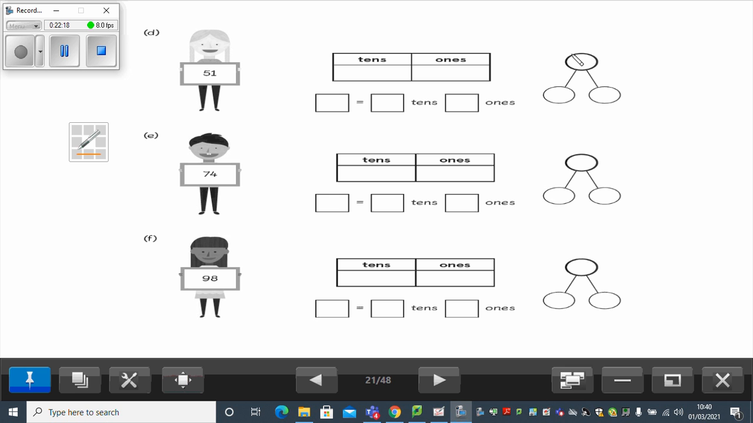So the whole number here, and then the value of the digit in the tens here, and the value of the digits in the ones here. And complete that for each of the numbers that our Maths Buddies are showing you here. Okay, just remember what you know about the place value of your tens and ones, and you will be amazing. So have a go, and then we'll look at those together.